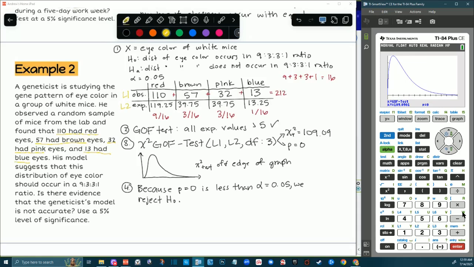And then for the second sentence, I need to figure out which of those claims we were testing. So if I come down here to the bottom, it says, is there evidence the geneticist model is not accurate? So it was the alternative, that difference that we were testing for. And if I reject the null, I support the alternative. So there is sufficient evidence to support that the geneticist model is not accurate.